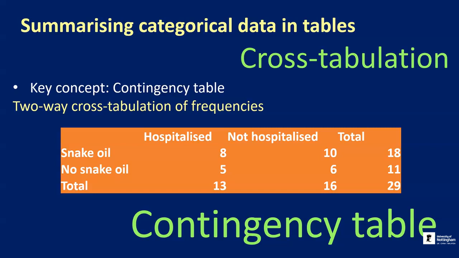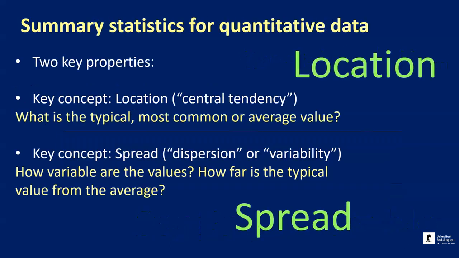There is a bit of jargon involved in stats, but it is worth knowing that when you see this kind of table showing you the cross-tabulation of two different variables against each other, where the variables are categorical, so you have frequencies in each possible combination, then you're dealing with what's called a contingency table. And later on in the second lecture, we'll look at a statistical test that allows us to ask whether patients who've been given snake oil were more likely to be hospitalised than patients who weren't, or vice versa.